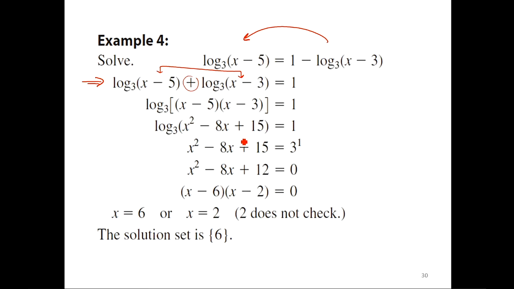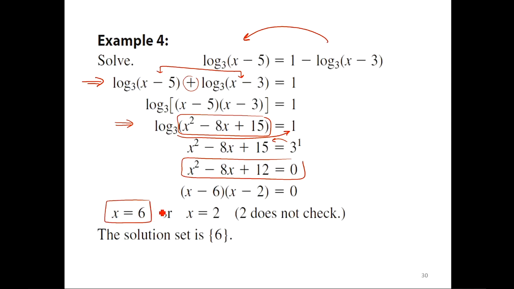Multiplied together, this is two brackets, so we have this logarithm. This means the argument equal what? 3 to the power 1. This is equal 3. Put the 3 on the left hand side, so we have the quadratic equation x squared minus 8x plus 12. After solving this quadratic equation, we have x equals 6 and x equals 2.